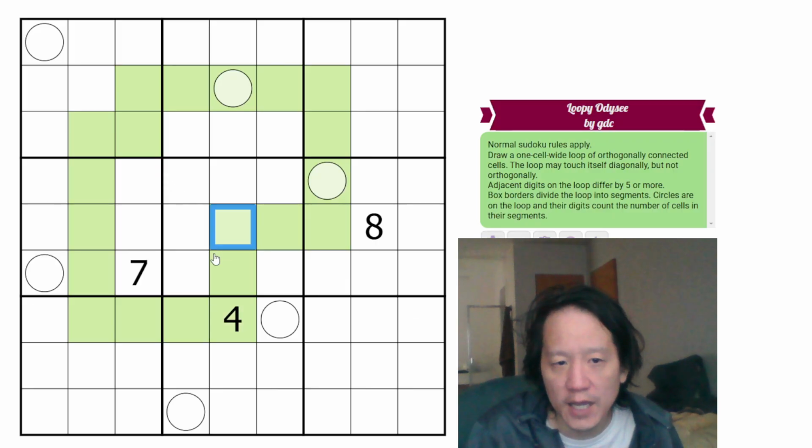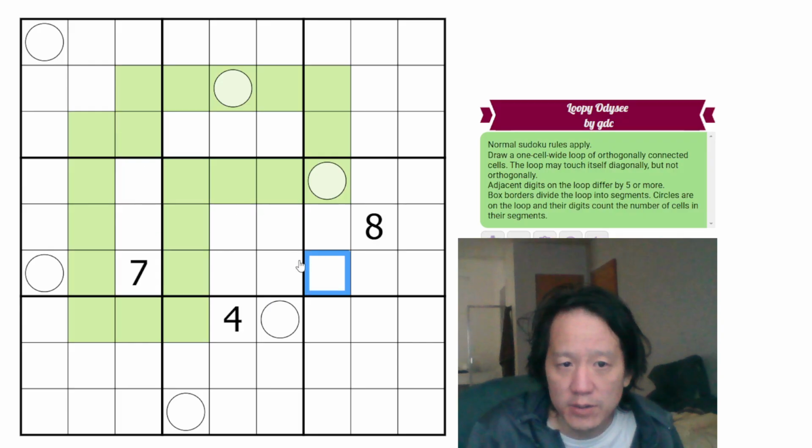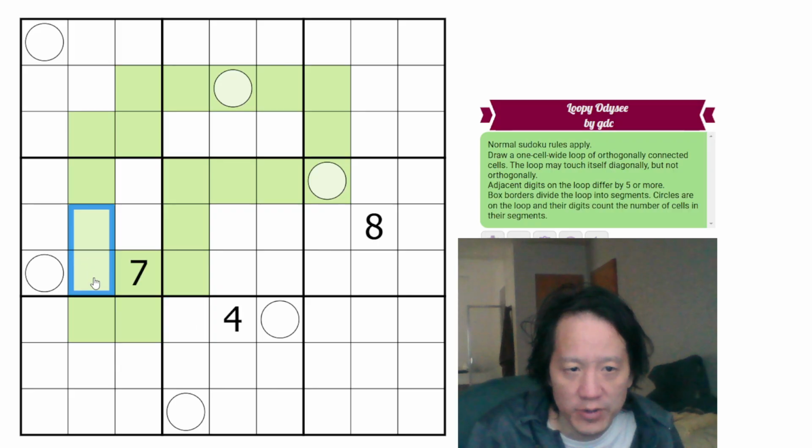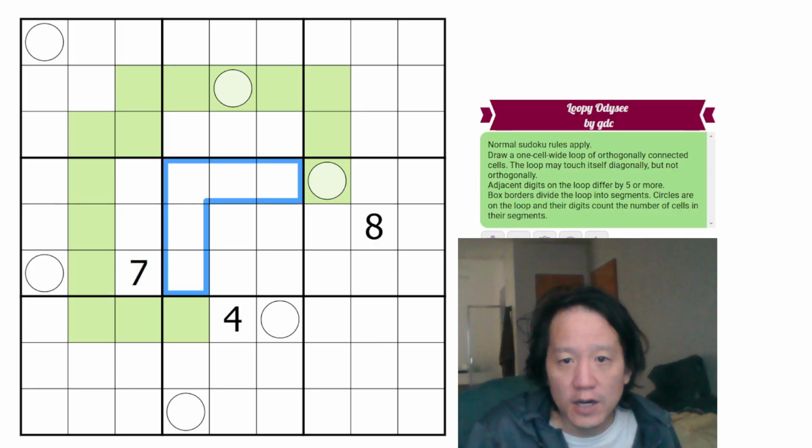But it says it can actually touch itself diagonally, but not orthogonally. So this would be an example of the loop touching itself diagonally, but touching itself orthogonally would be something like this, right? Because it goes down and then goes back up, but these two are considered touching, and that's not allowed. So that's the loop.